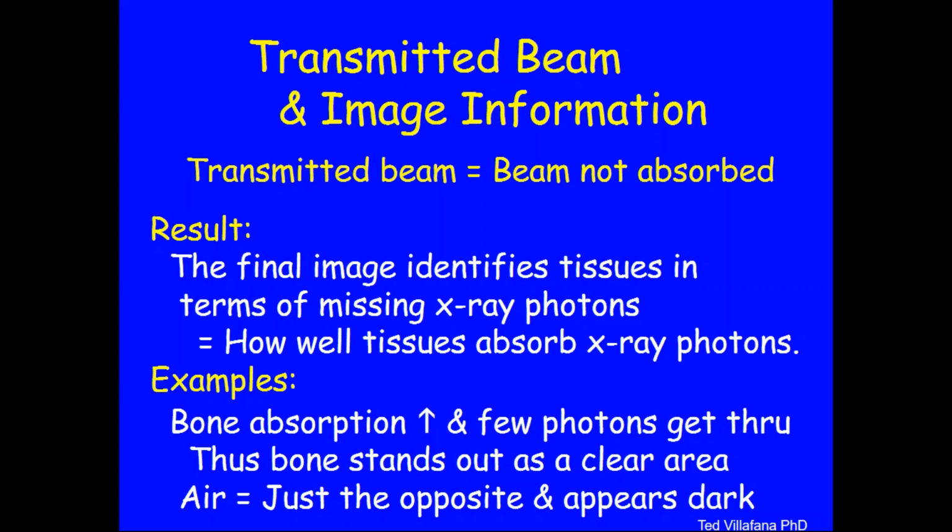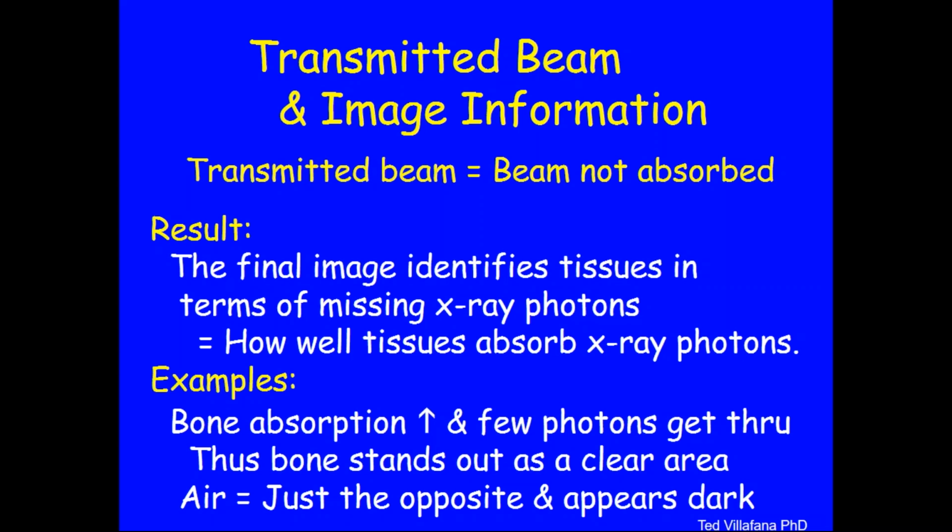the transmitted beam, the beam that's not absorbed, the beam that does get to the image plate, identifies the tissues. Remember that as X-rays go through the various components of the material, and again, I'm emphasizing the material being a patient, that various tissues absorb radiation to different degrees. Bone absorbs a lot, and few photons get through the bone, so that bone stands out as a clear area, absence of photons. But air is just the opposite.